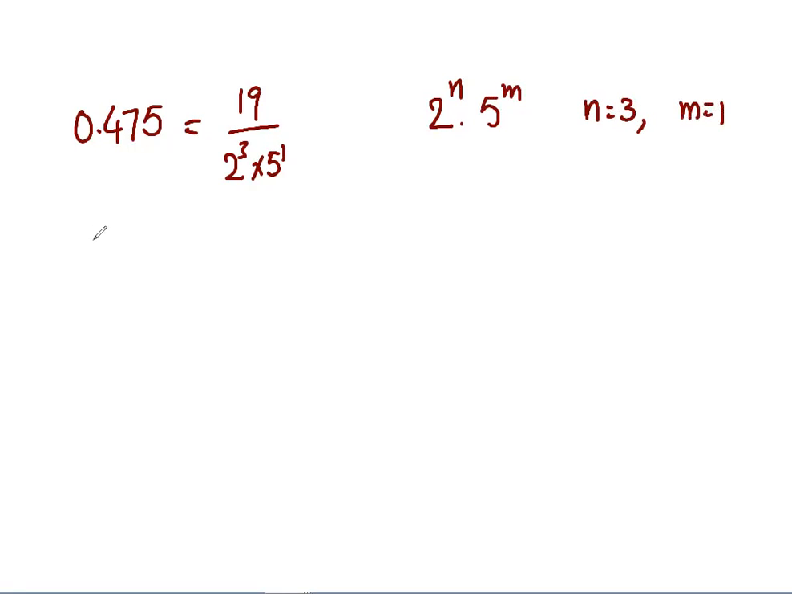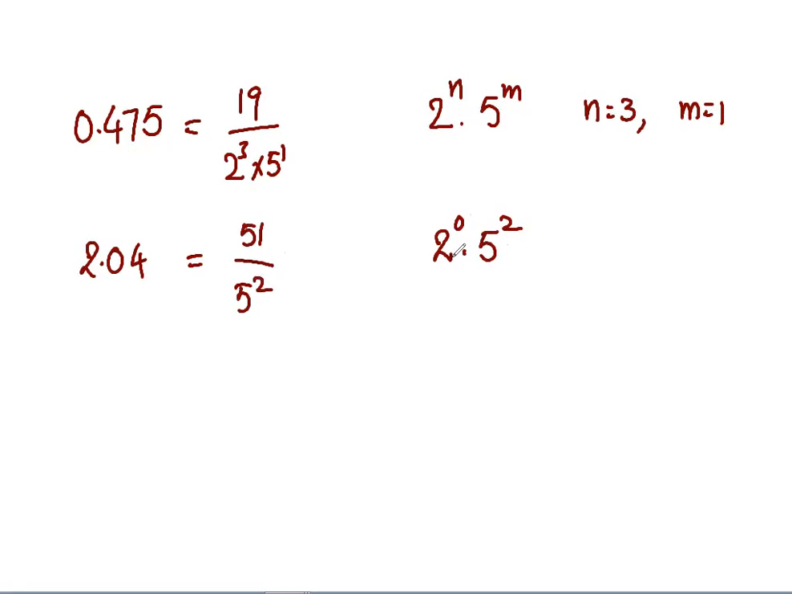0.475 can be written as 19 by 2 power 3 into 5 power 1. Here the form of denominator is the form of 2 power n, 5 power m, and here n is equal to 3 and m is equal to 1. If you write the 2.04 terminating decimal into P by Q form, we get 51 by 5 square, and the denominator can be written as 2 power 0 into 5 power 2.